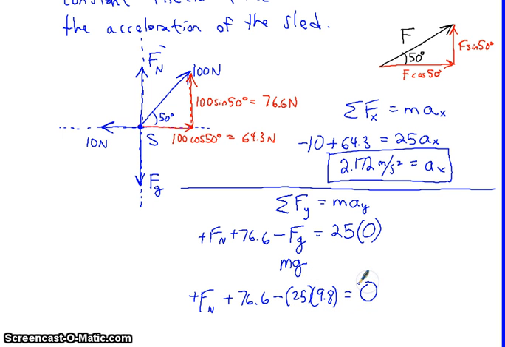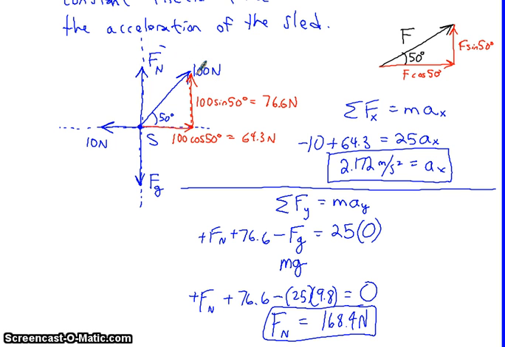This side of the equation is 0, and so we can get our answer. The normal force is equal to, well, 25 times 9.8 is 245, and then we're going to subtract 76.6 from that. So the final answer here is 168.4 newtons.